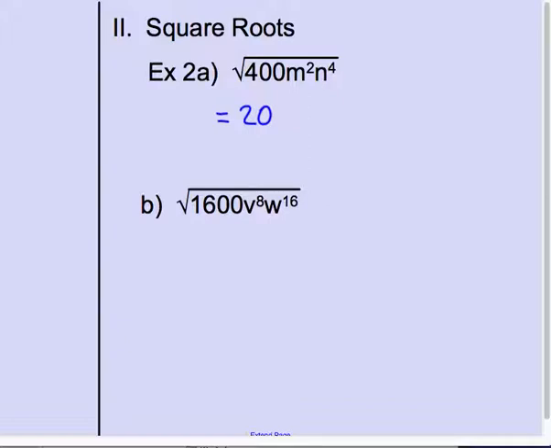Square root of m squared is m. I'm going to cut the exponent in half. And the square root of n to the 4th is n squared. Again, I'm going to cut that exponent in half.